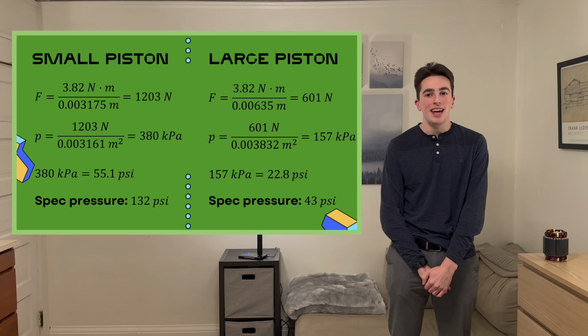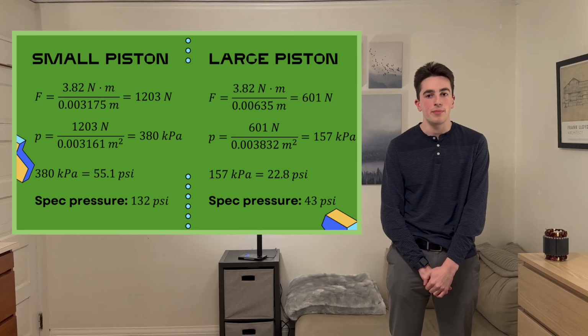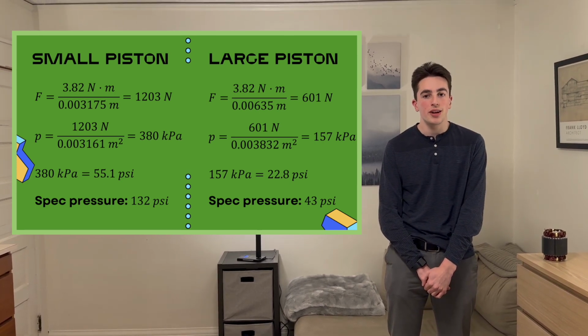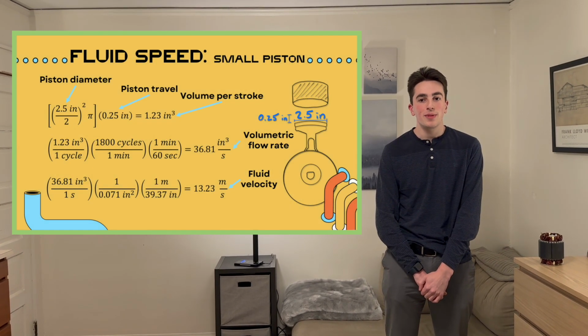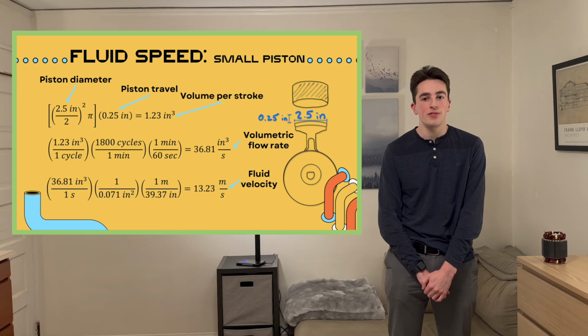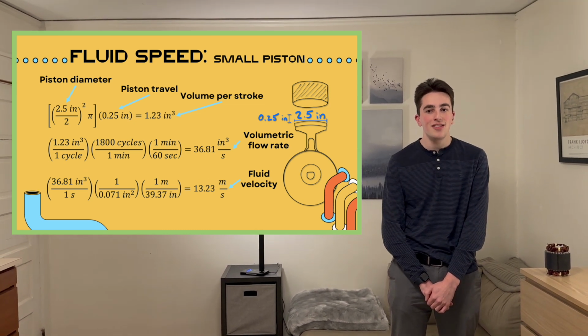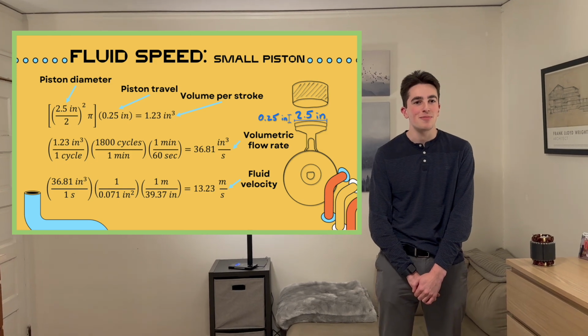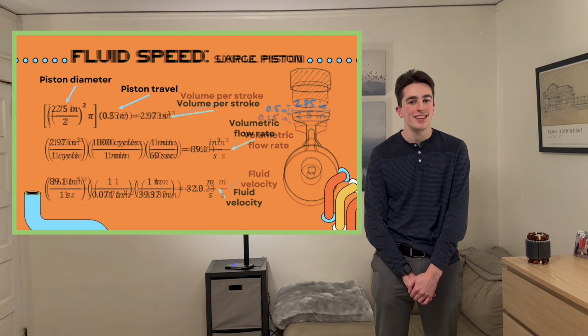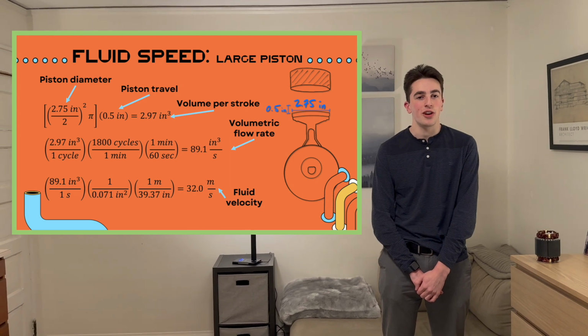Using our measurements, we can estimate the output pressure of each side of the pump. Our calculated values are lower than the pressures given in the pump specs, but within the correct order of magnitude. Using our measurements of the small piston, we calculated the volume of fluid displaced in each stroke. Then, using the speed of the motor, we calculated the volumetric flow rate, and using the size of the output pipe, we calculated the fluid velocity. We completed these same calculations for the large piston.